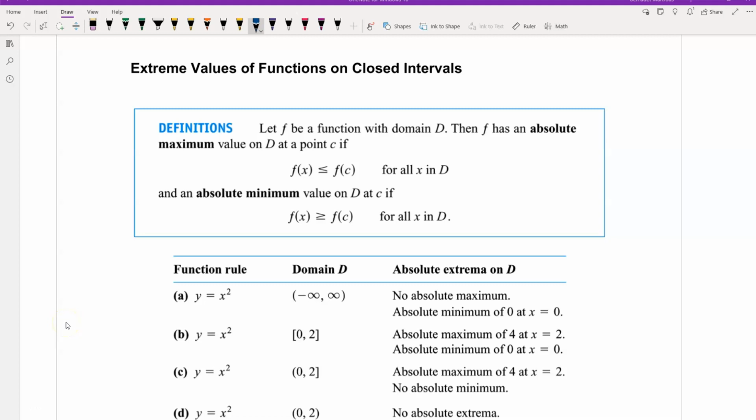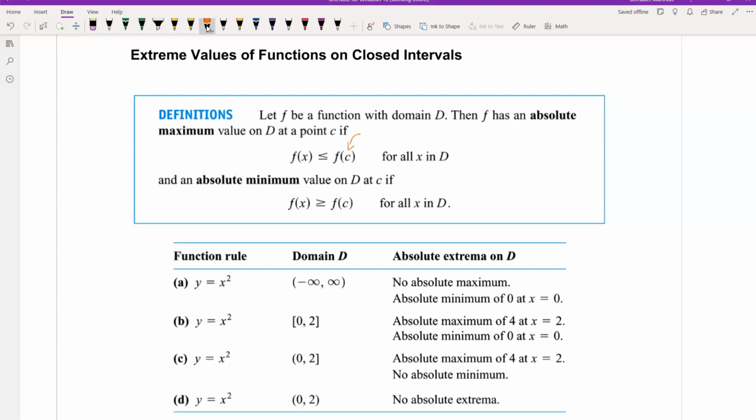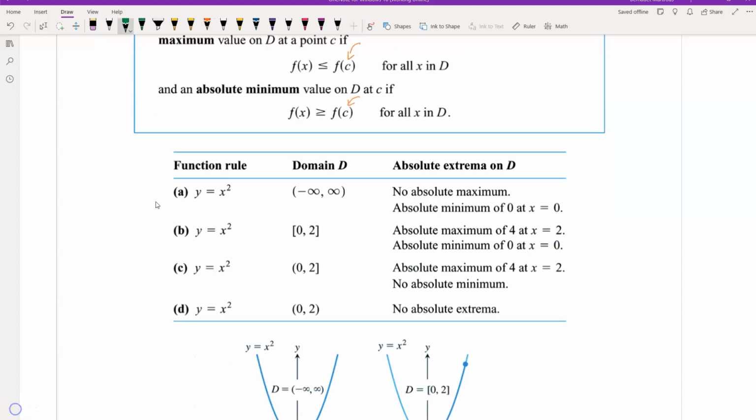Extreme values of functions on closed intervals. Definition: let f be a function with domain D, then f has an absolute maximum value on D at the point c if f(x) is less than or equal to f(c) for all x in D, and an absolute minimum value on D at c if f(x) is greater than or equal to f(c) for all x in D. So what we have here, f(c) is the absolute maximum, and here on this part, f(c) is the absolute minimum. Now here on this part, we have function rule, domain, and absolute extrema on D.